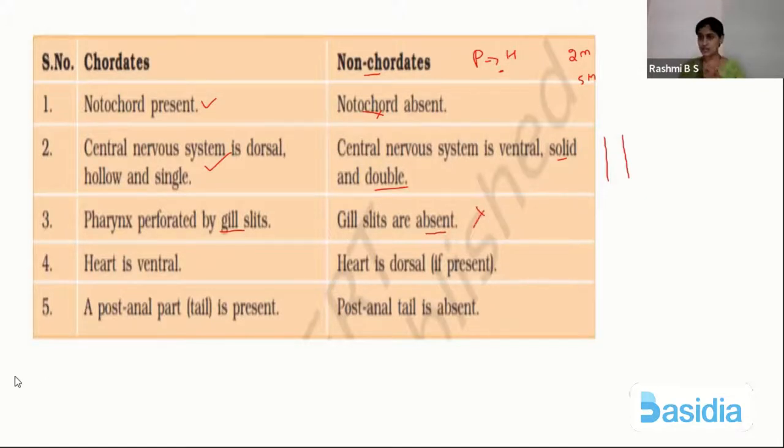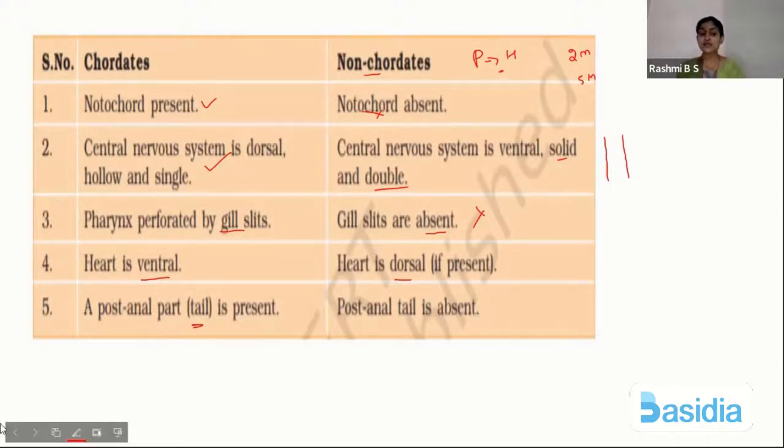And say chordates, we humans. We have the heart on the front side or back side? We have the heart on the front side, that is ventral. Whereas in non-chordates, the heart is dorsal. Generally they do not have a heart, because the heart is an organ, part of an organ system, and most non-chordates are below organ system organization. So if by chance a heart is present in that phylum, then it will be on the dorsal side. And the post-anal part, that is the tail, is present in chordates, whereas in non-chordates the post-anal tail is absent, children.